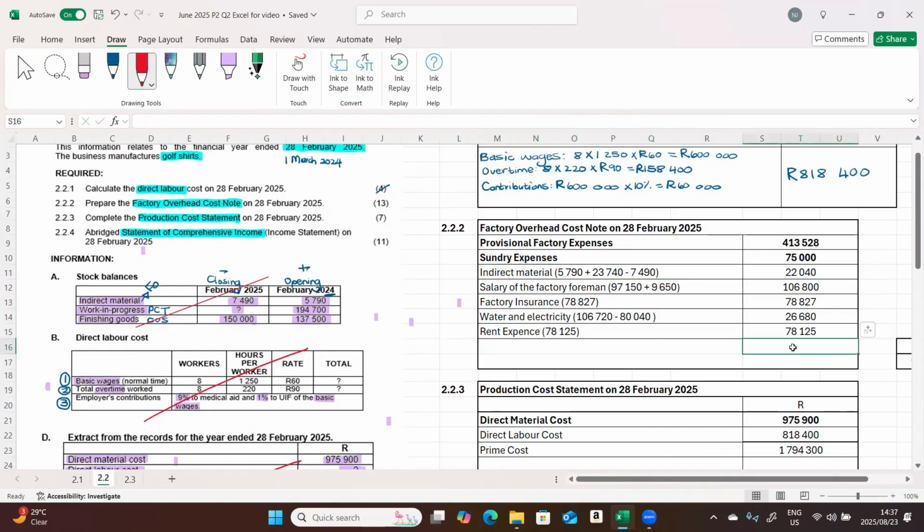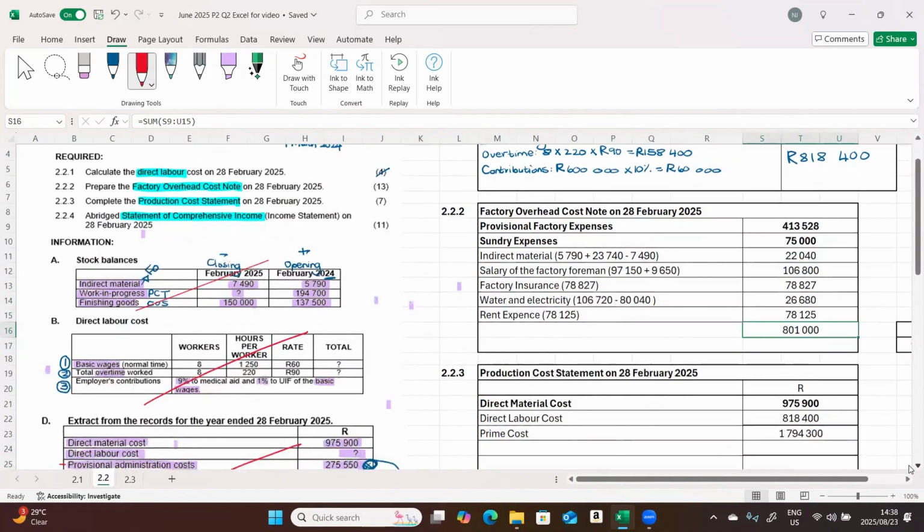I don't know why I just added everything on my calculator when I'm on Excel. But anyway, I could have just said equals and then just added up all of that, and then there is my total, guys. 801,000 Rand for factory overhead costs. All right, and there you have your factory overhead cost notes.